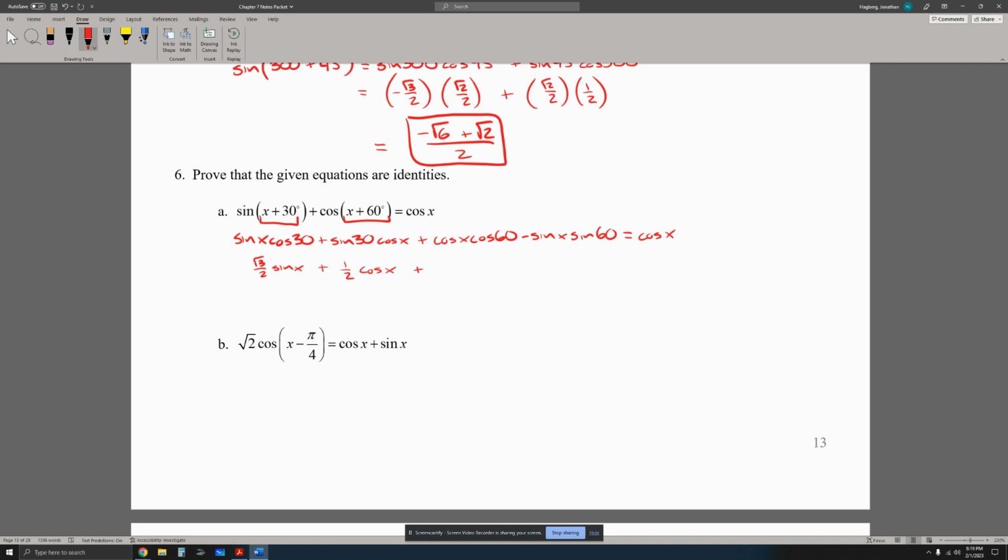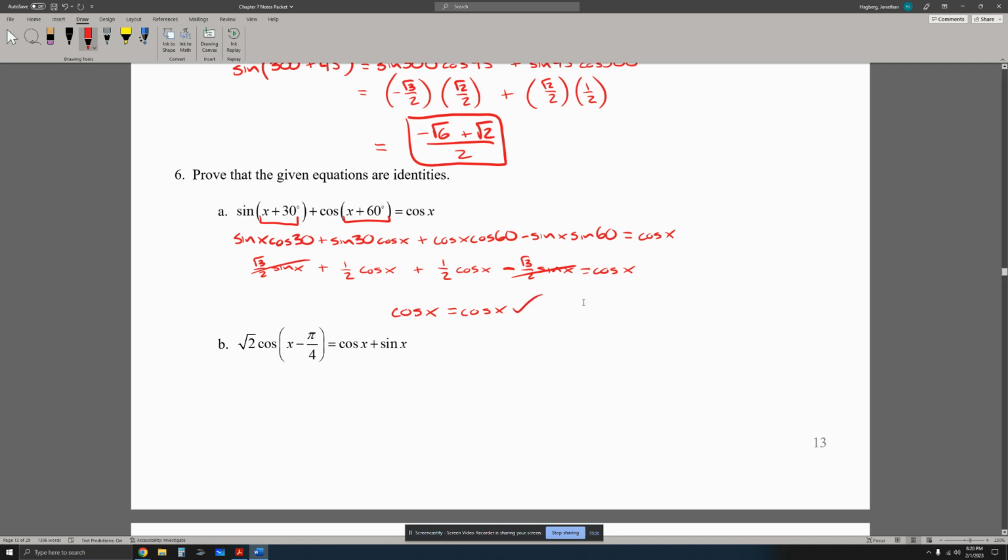Plus, we have the cosine of 60, which is 1/2, and then cosine x. And then we have minus sine of 60 is the root 3 over 2, and then sine x. Now let's see what happens here. I notice that we have a positive square root of 3 over 2 sine x, and then a negative root 3 over 2 sine x. These cancel each other out. Also, we have half a cosine and another half of a cosine. That gives us 1 cosine. So we verified this identity here.